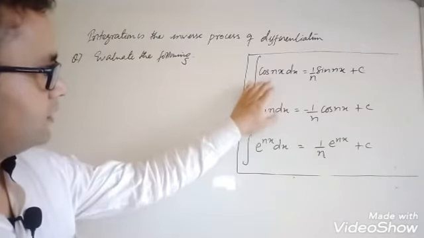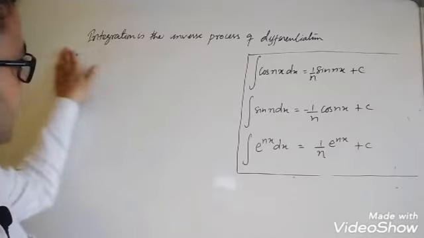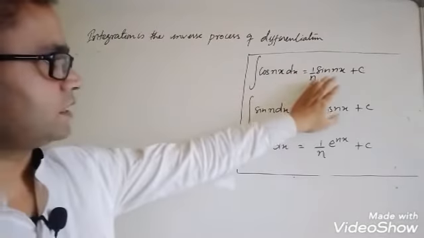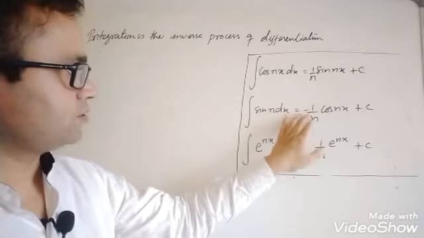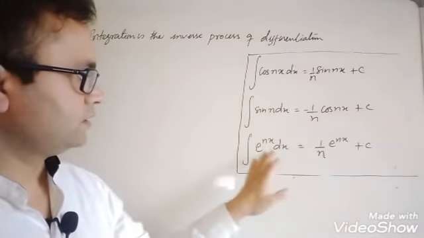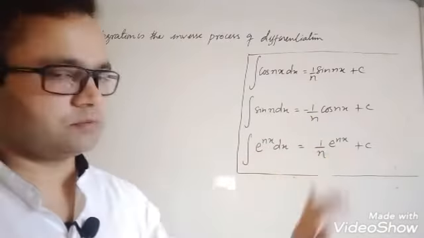Here are some formulas. Integration of cos nx dx is 1 by n sin nx plus c. Integration of sin nx dx is minus 1 by n cos nx plus c. Integration of e to the power nx dx is 1 by n e to the power nx plus c.